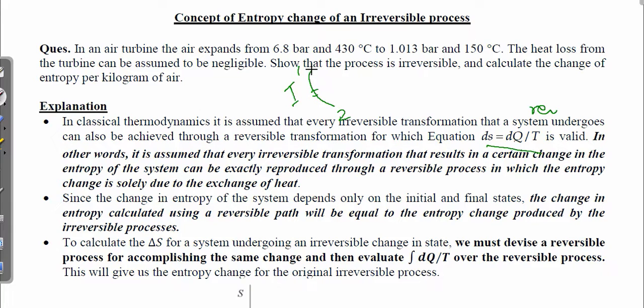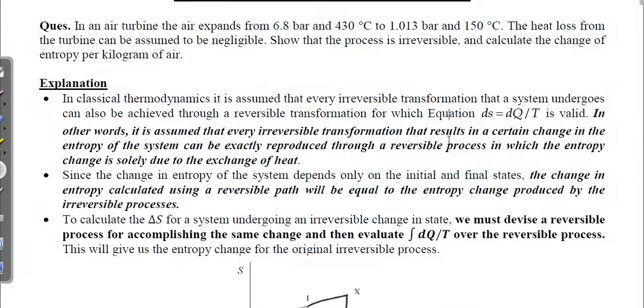So it is saying that with these endpoints you draw a reversible path for the same change, and you calculate the integration of dQ by T. For this reversible path, this equation is valid. So you calculate this dS for that reversible path, and that will automatically become the entropy change of this irreversible path. So this is the statement given in the book.